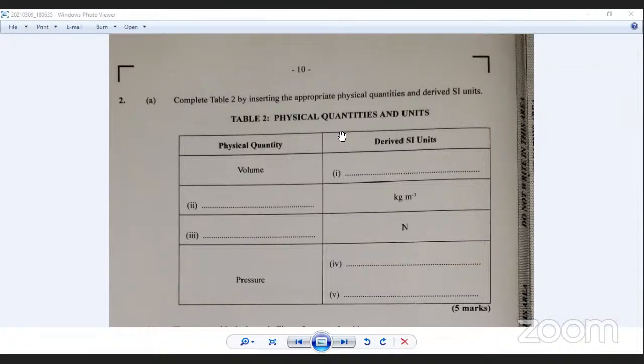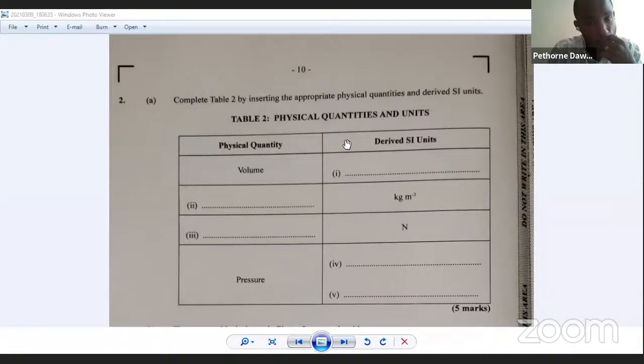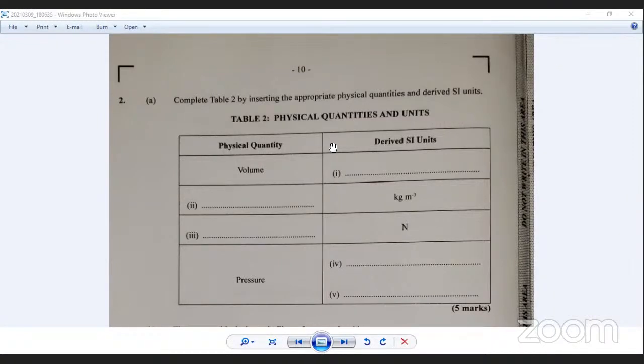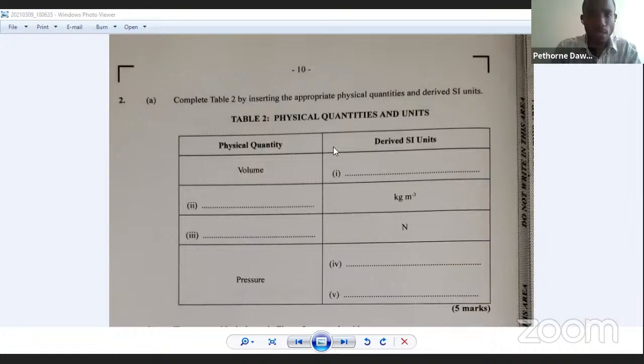Cubic meter. Say again? Cubic meter. Cubic meters. Very good. Thank you so much. Who was that? Brianna? Yes. Thank you so much, Brianna, for that input. All right. So yes, the derived SI unit for volume would be cubic meters, or meters cubed.